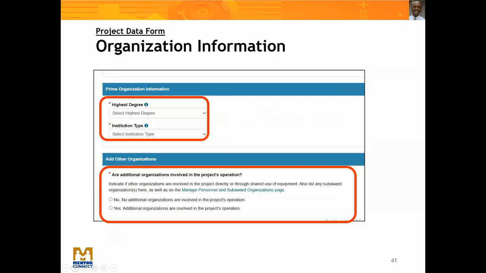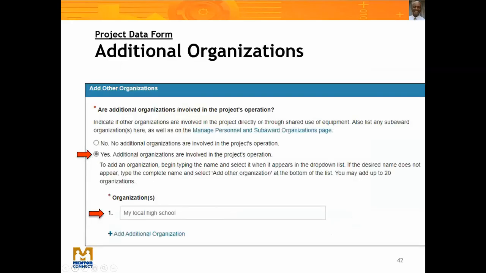The information on your organization should be quite straightforward. If you select yes for additional organizations, you will then be asked to provide additional information. Any organization external to your college that will be involved in your project in some way should be listed. This includes subaward organizations if you have any.